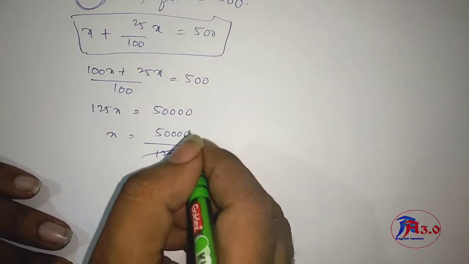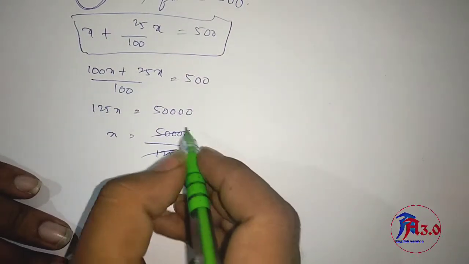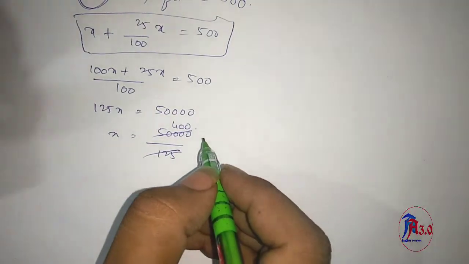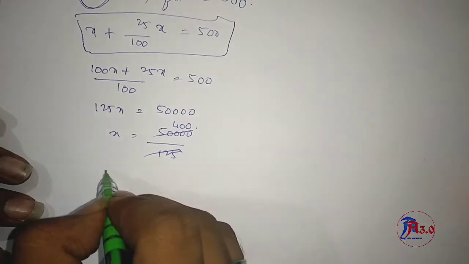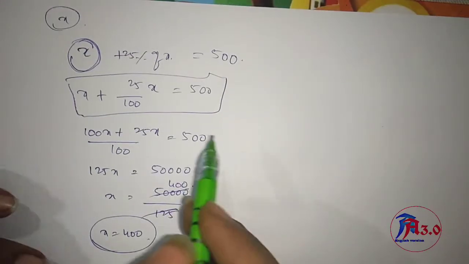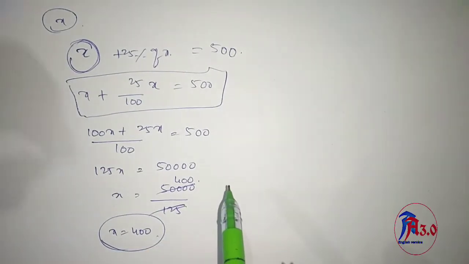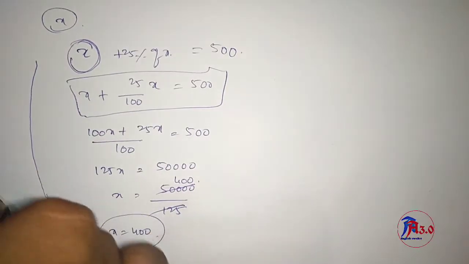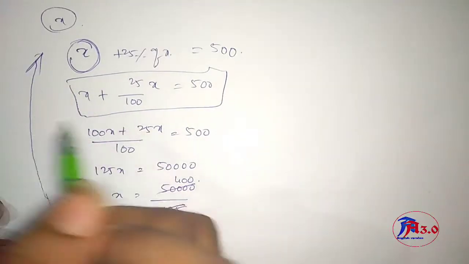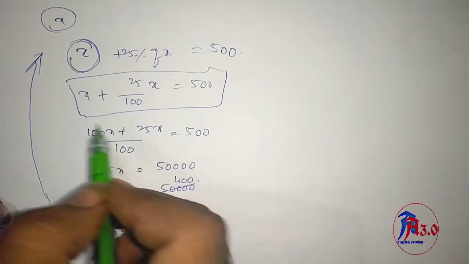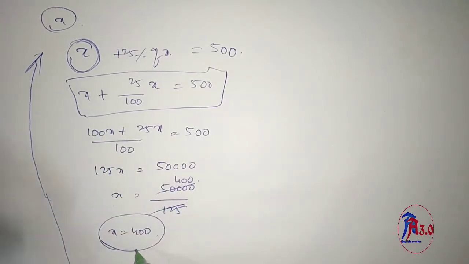So how much it will be? 125, 400 times 125, 400 times is 50,000. So I got the original number which is 400. So if you sit, I want to ask you a question. If you sit for the competitive exam, is it a way to solve the solution? You won't get this much time to solve all these calculations and find the number actually.